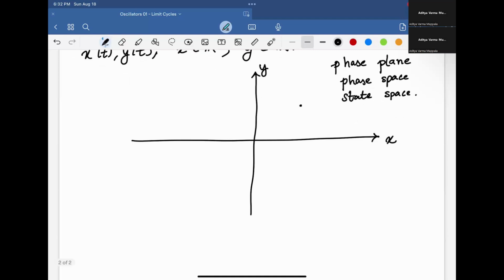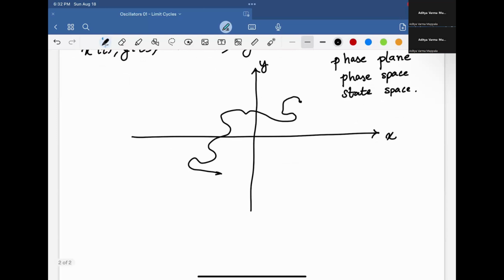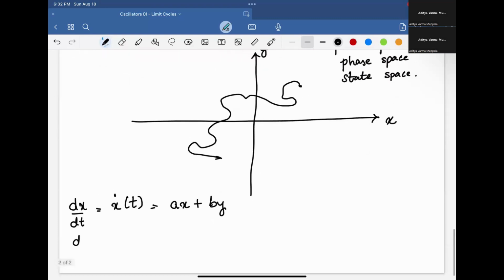And the dynamics, so how this point moves with time, let's say it moves along some trajectory, that is described by a set of equations, a couple of differential equations. We can write it as x dot of t, which is the same thing as dx over dt, is equal to some ax plus by. And I can write dy over dt as y dot of t, which is some cx plus dy.